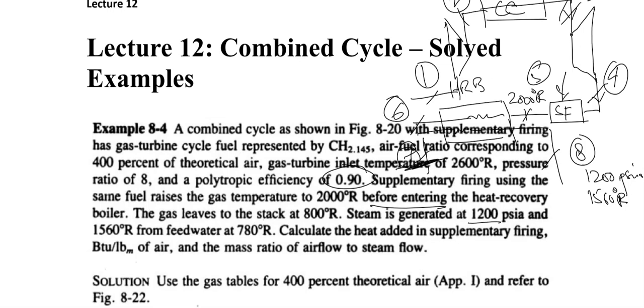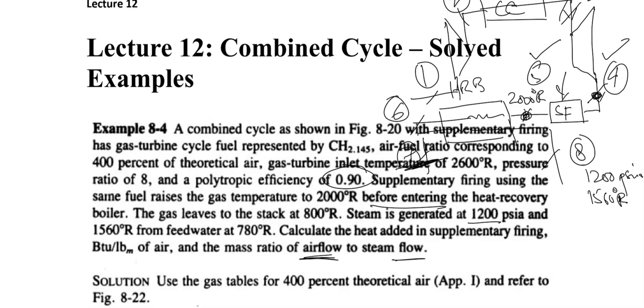Now moving forward, the point would be to find the heat added in the supplementary firing and the ratio of the airflow to the steam flow. Looking at this diagram and the TS diagram, the heat added in the supplementary firing would be from 4 to 5. So I need to find the enthalpy at 4 and enthalpy at 5 as well.